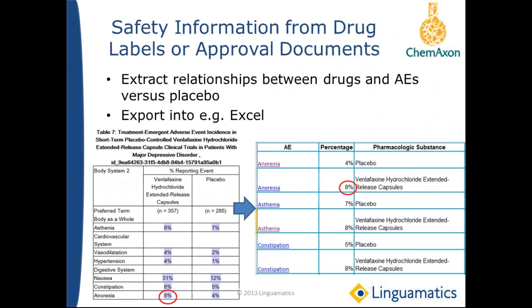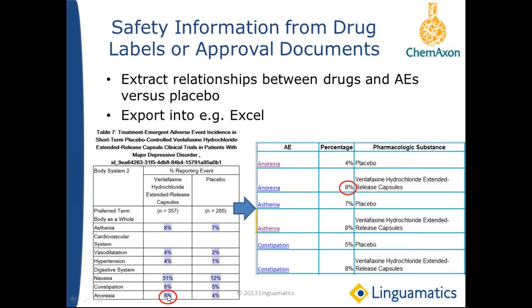So having a look at some examples from the FDA drug labels, in this case we're looking at adverse events. The original table is the one on the left. This shows some of the highlighting, showing where we've highlighted the values that we've pulled out. And on the right is an Excel spreadsheet where we put the data that we've extracted.